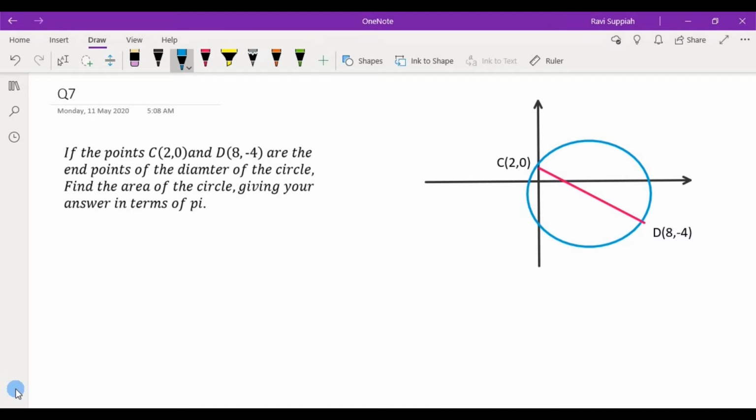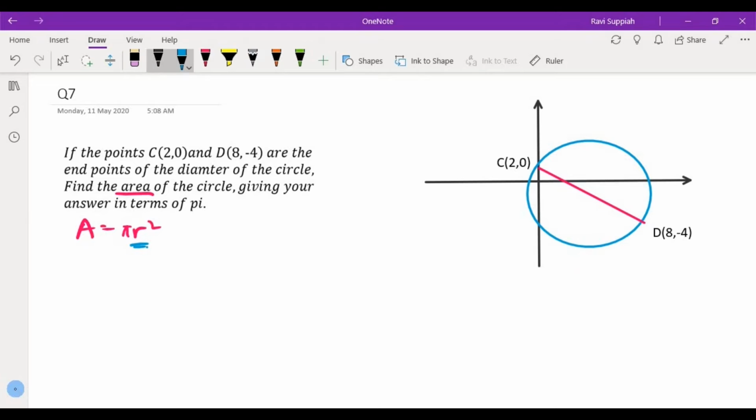So the first thing is to find the area of the circle. We know that the area is equal to pi r squared, so we need to find the radius. What we are given are two opposite points that form the diameter, so to find the length of the diameter, we can use the length formula.